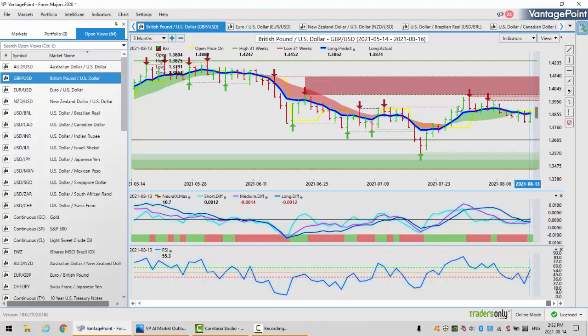So it would appear that we're at least going to take another stab at this 140 level, but this 140 level has been very, very stiff resistance, and I'm not convinced that we're quite ready yet to break through that level, but longs carry a slight edge to begin the week.